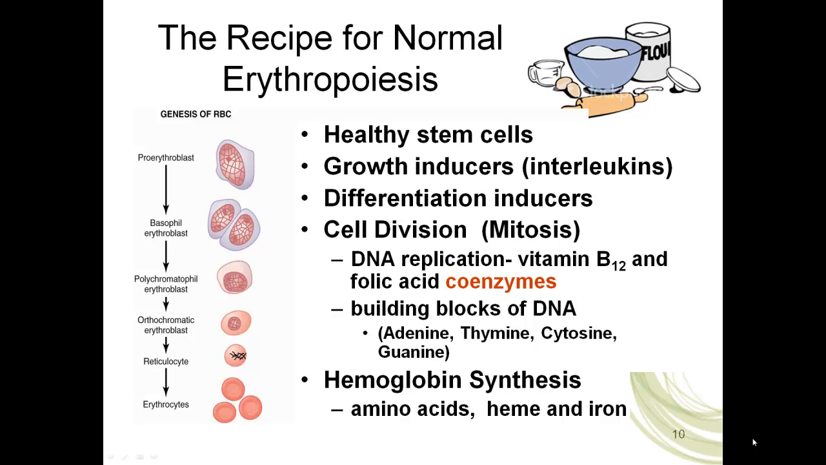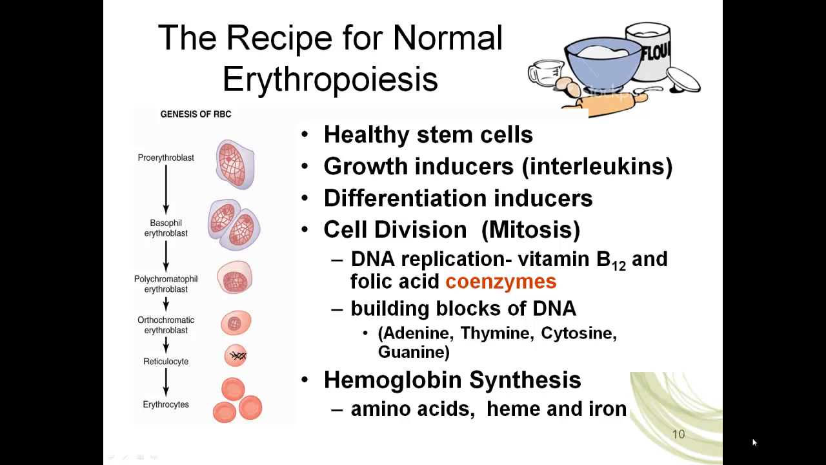I'll show you a picture of them. When we insert iron inside this ring, then we can call it heme. Now, for testing purposes, on the left side of this slide, you're going to see a picture of erythropoiesis. And I do not want you to memorize every step.